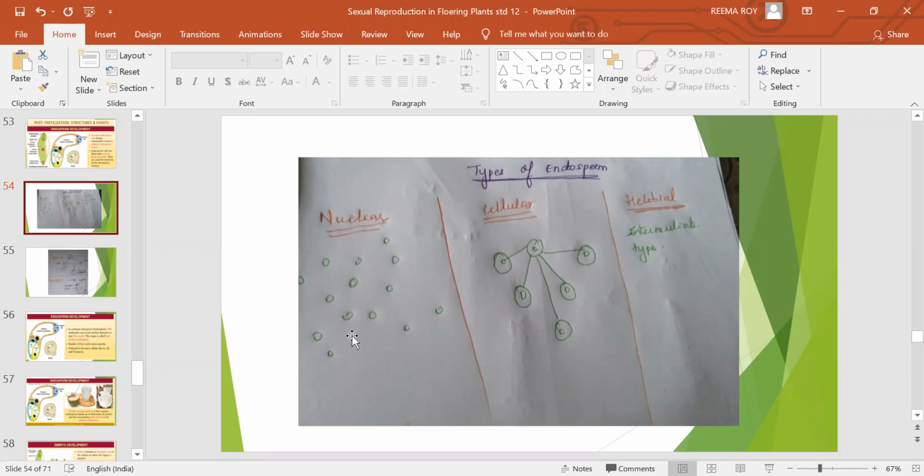इसमें wall नहीं है, cell wall नहीं है, इसमें cell wall है. And in halobial, it is an intermediate type of endosperm formation between a cellular and a nuclear type of endosperm. Halobial type of endosperm development is prevalent in monocotyledons. ये monocotyledons में ज़्यादा दिखता है, halobial type of endosperm.